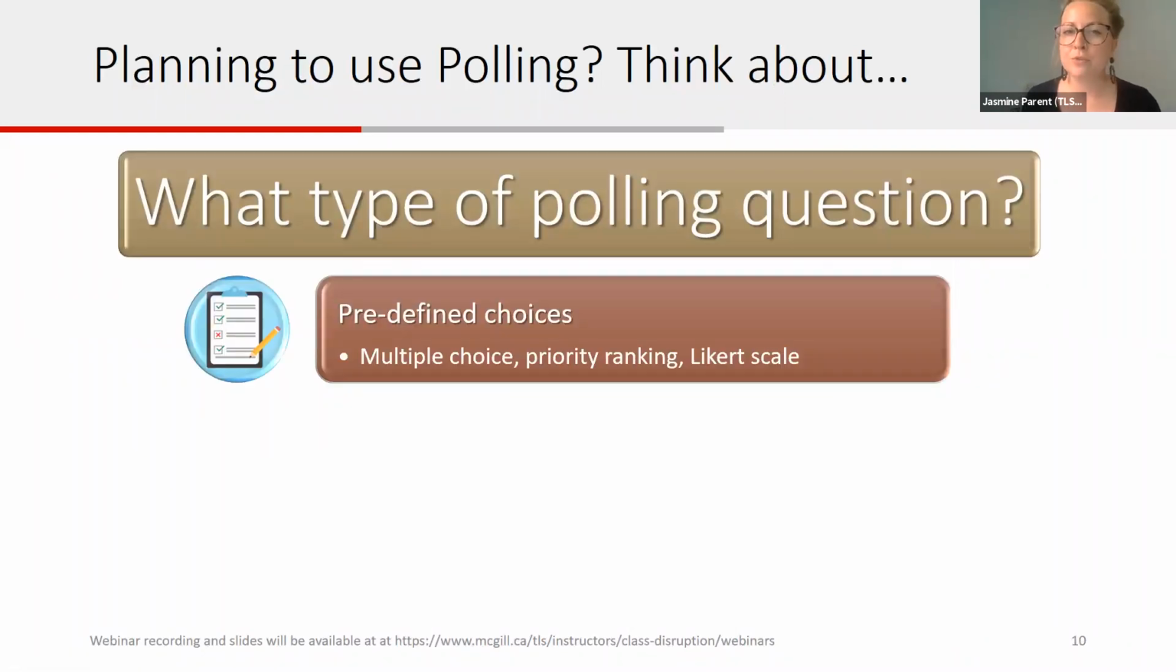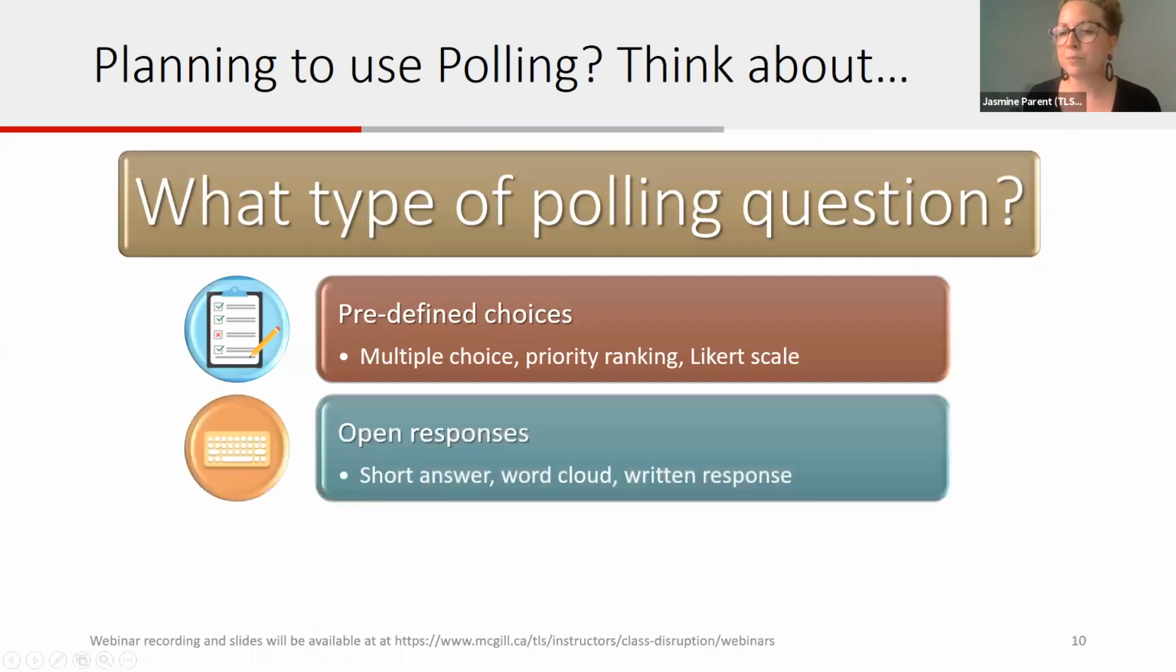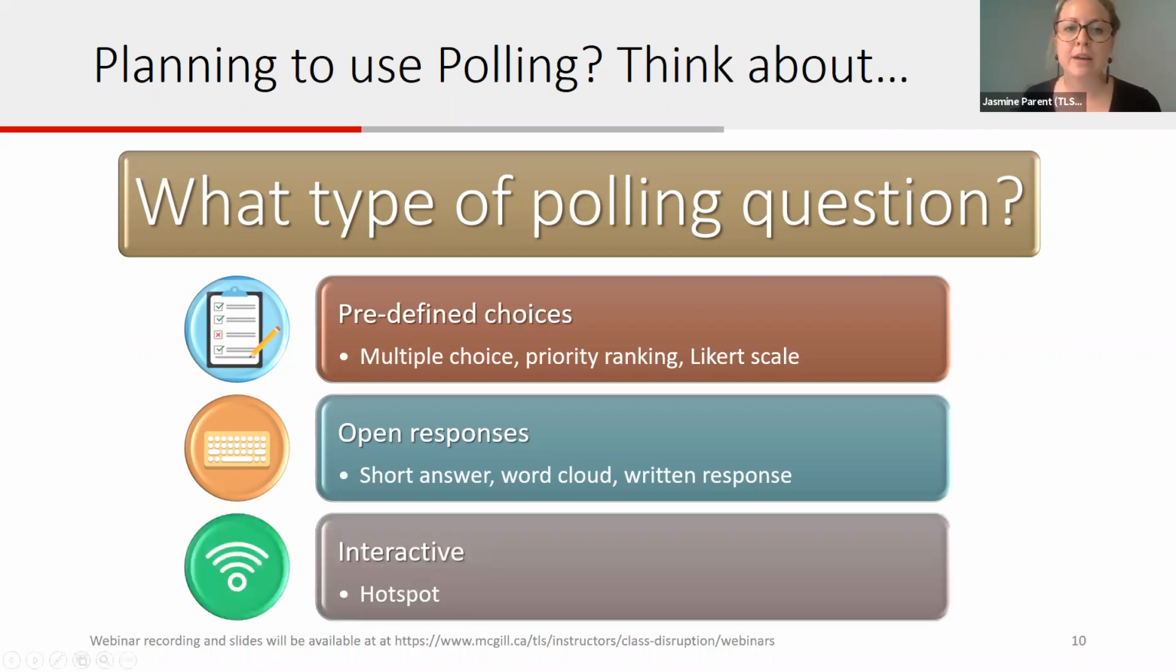Turning Point has quite a few choices when it comes to question types. So you might want to think about if you want to use predefined questions with predefined choices like multiple choice or priority ranking or Likert scales. Do you want to use perhaps open response type questions where students have to type in their answers, so like short answers, long answers, or word clouds? And finally, you can have interactive questions, which allows students to select a place on an image to respond to a question. We're going to be modeling all of these question types throughout the presentation.